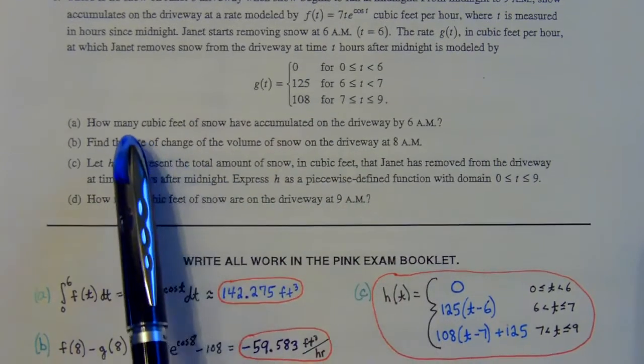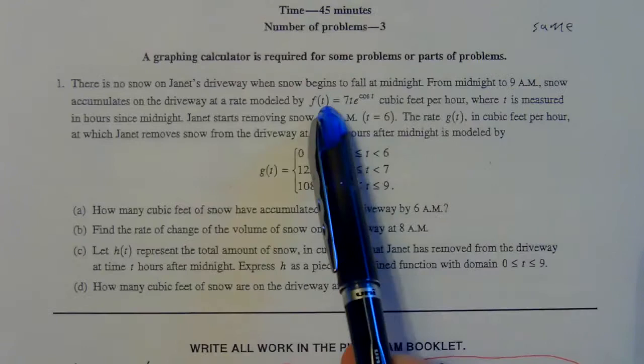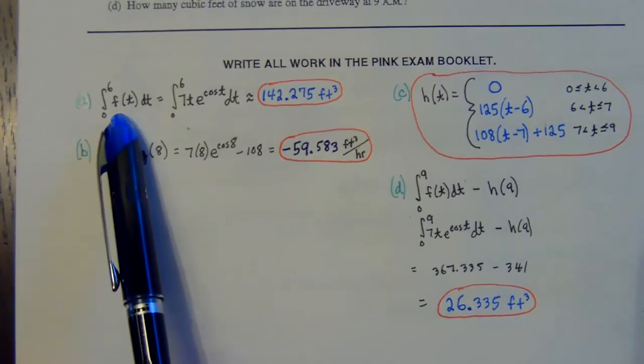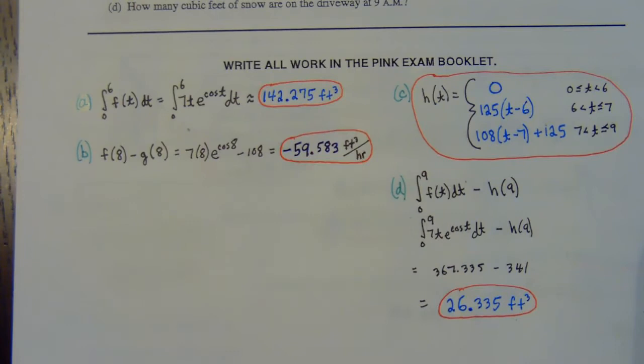So part A just asks how many cubic feet of snow have accumulated on her driveway by 6 a.m. So all you care about is that F equation. That's your accumulated snow equation. So you're going to integrate F of T between 0 and 6, and math 9 that thing. There's your answer, and it's in cubic feet. So that's how much total snow fell onto the ground in those 6 hours.